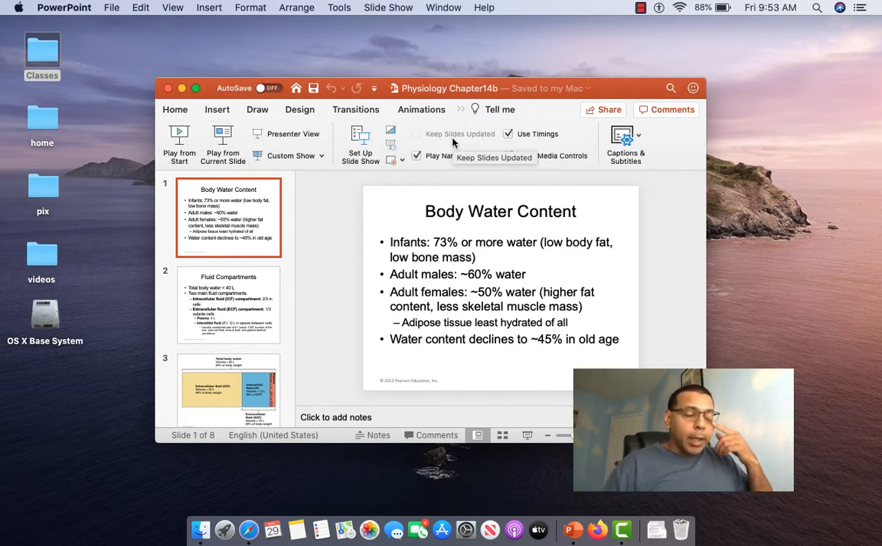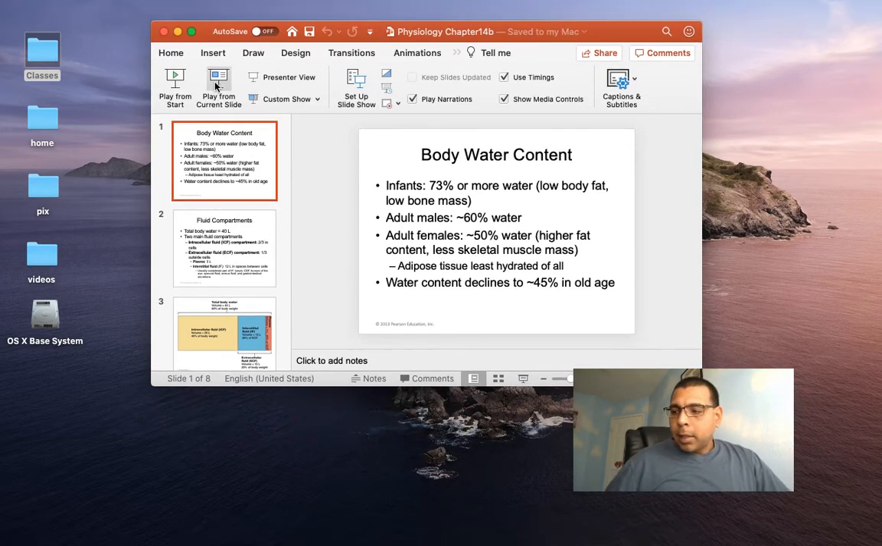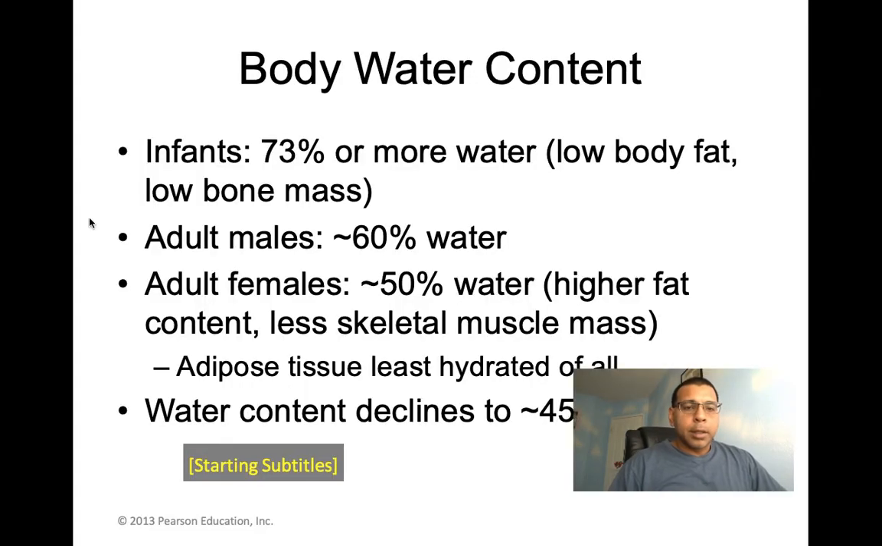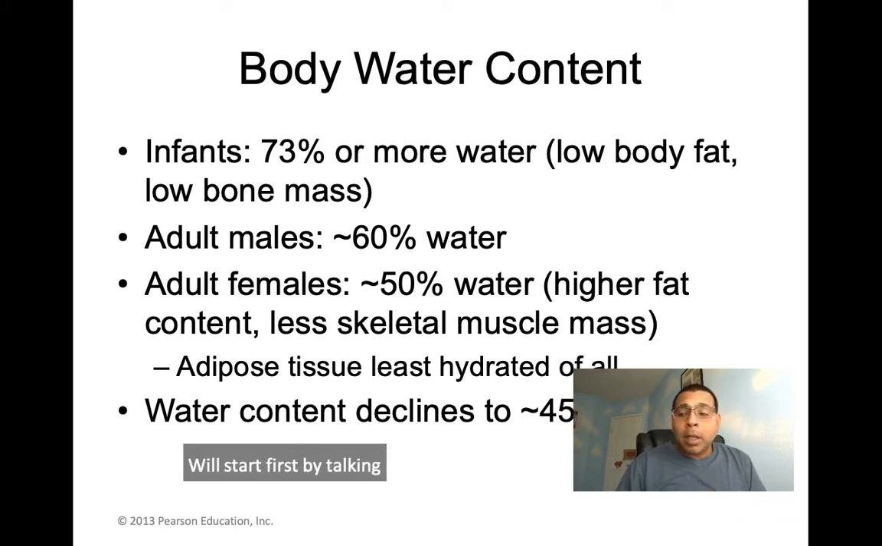Basically fluid, electrolyte, and acid balance is what we'll move into. So we'll get to 14 kind of taken care of there. Now here, when we go through and we talk about body fluids, we'll start first by talking about body water content.